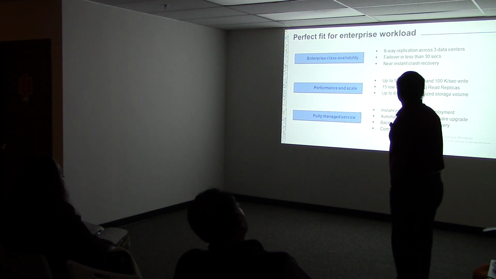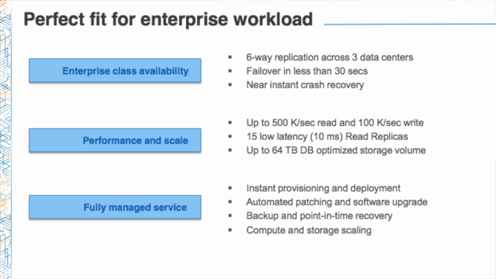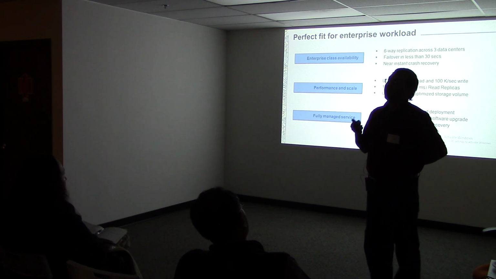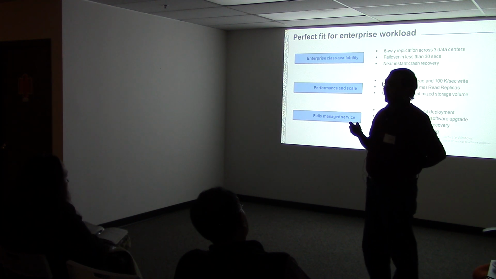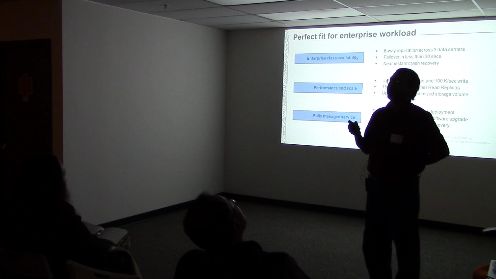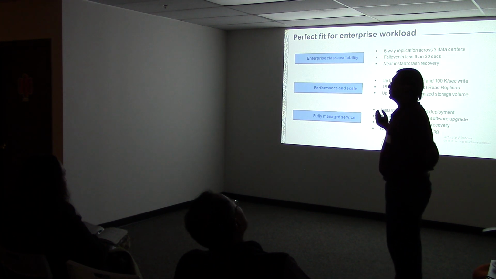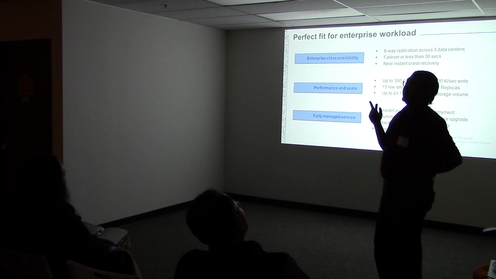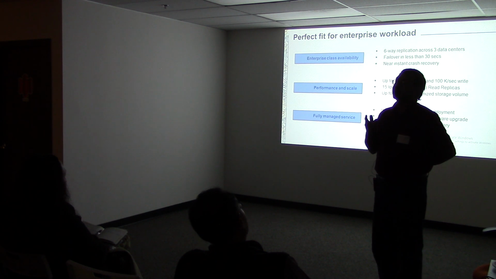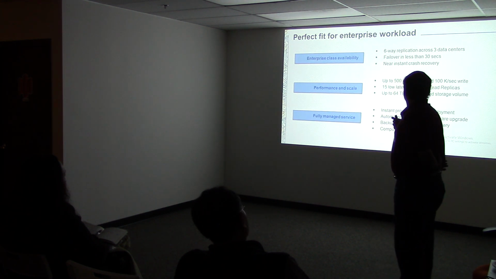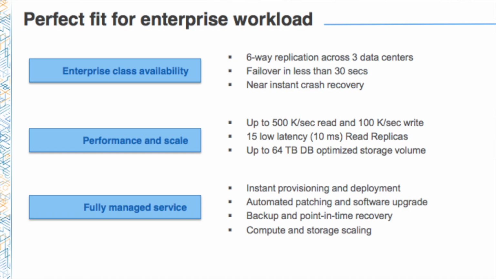In terms of performance, we get up to 500K reads per second and 100K writes per second. This is, by the way, on an 8XL machine, right? So when you go to 4XL and 2XL, of course, you get proportionally lower numbers, but this is the highest we can get. And this is 5 times of what you get on a typical MySQL instance of the same size, right?